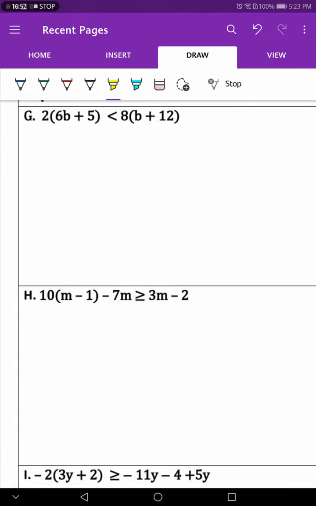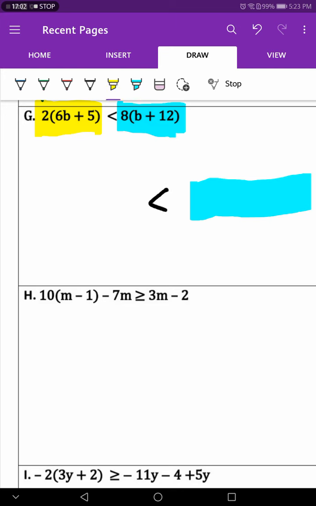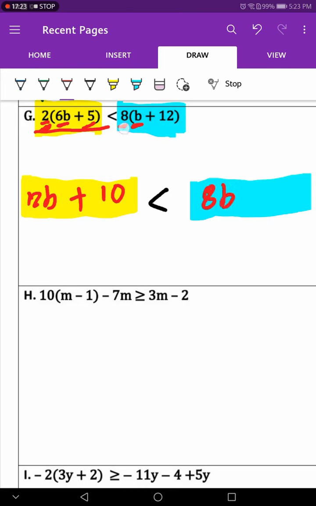Now this is the left and this is the right. Okay, so this is the right side and this is the left side. I will break the parentheses as we learned. So I will break the parentheses here. 2 multiply 6p equal 12p, and 2 multiply 5, it is plus 10. And here 8 multiply b equal 8b, and 8 multiply 12 equal 96. Yes.